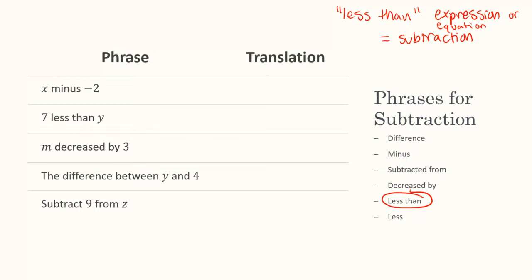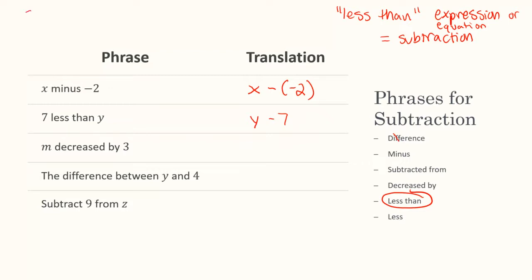So some examples here. X minus negative 2. So that gets translated literally as it's written. X, the minus sign, and then that's a negative 2. So X minus negative 2. 7 less than Y. So that one gets translated that saying we have Y and then we have 7 less than that. So we're subtracting 7 from Y.